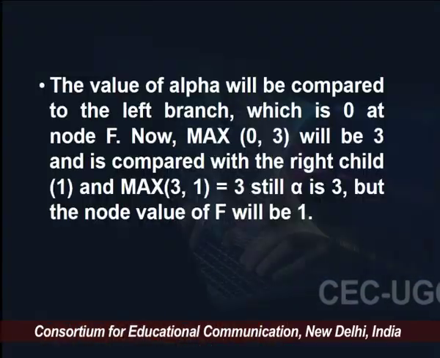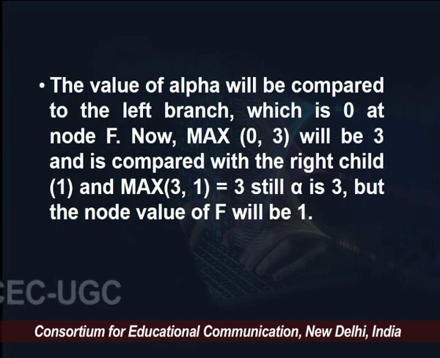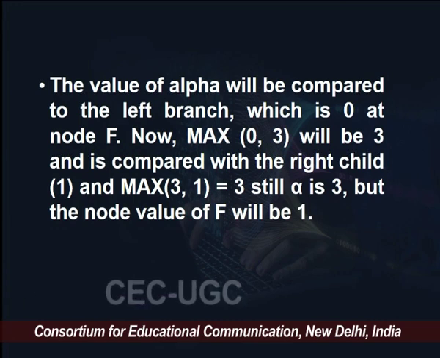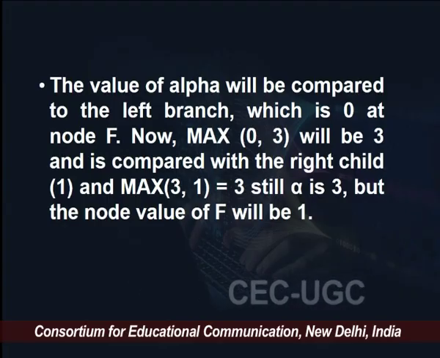Now, the value of alpha will be compared to the left branch, which is 0 at node F, and max of 0 comma 3 will be 3, and then it is compared with the right child, which is 1, and max of 3 comma 1 is 3. So, your alpha is still 3, because there is no condition through which you can update the alpha, because alpha has to be the max of the current value of the alpha and the node value.